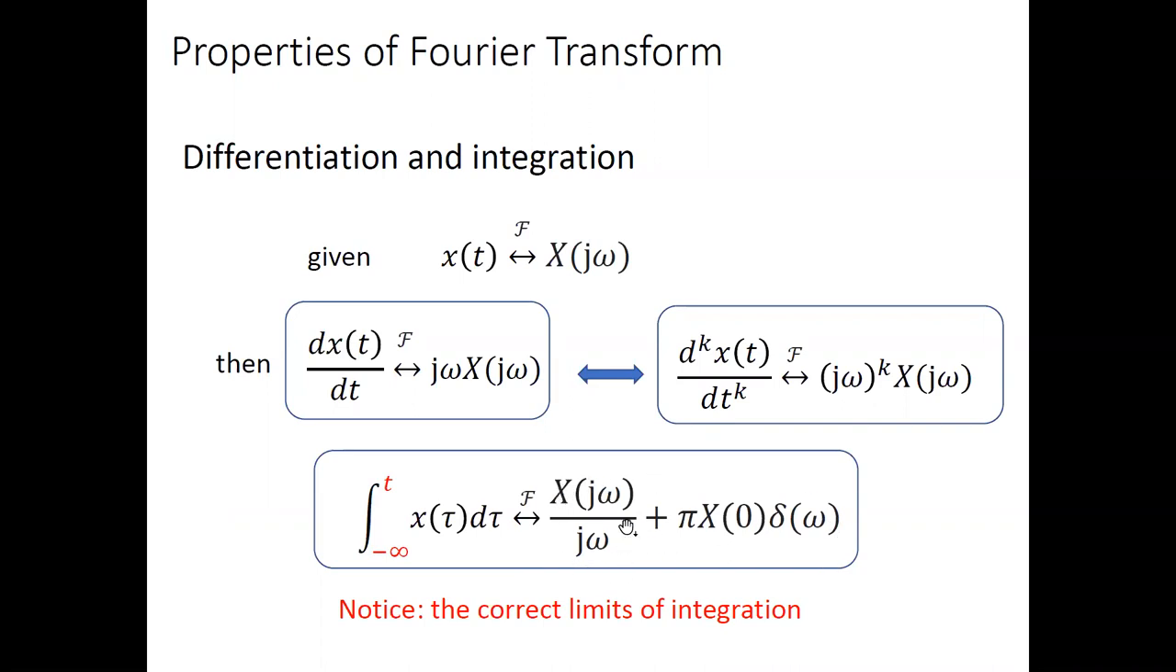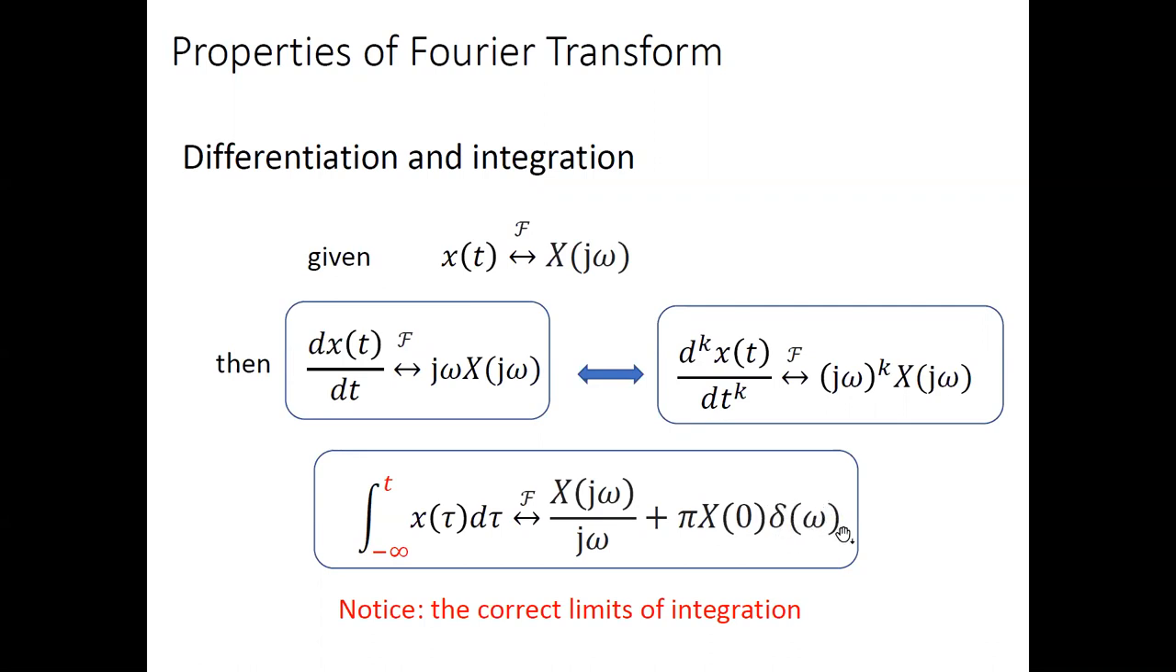The first part is not hard to understand given the property above. By taking a derivative, it multiplies by jω. Then if you take the integral, which is the inverse operation of the derivative, you divide by jω. But there is the second term, which is associated with our particular choice of the integration limit, which says the constant π times X(0), which is X(jω) just replacing ω with zero. So the particular value of the Fourier transform at ω equals zero, times an impulse.